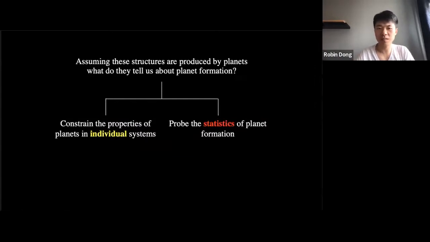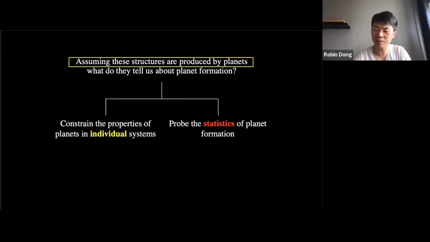Observing planet-induced structures in disks can help us constrain the properties of planets in individual systems and probe the statistics of planet formation. All this is good. However, everything here builds on a big assumption. Assuming these structures are produced by planets, is this a valid assumption?